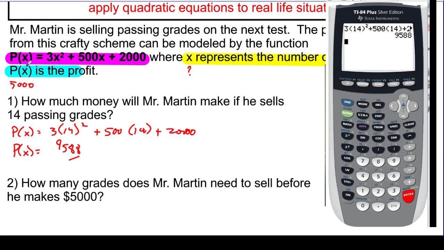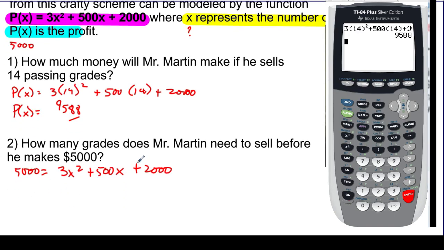So I'm going to do the same thing. I'm going to go to my equation, and now I know what P of x is. So I'm going to say this is 5,000 equals 3x squared plus 500x plus 2,000. Okay? And they're asking me to solve this. They're saying I want to know what is x when P of x is 5,000. So let's solve it. This is a good quadratic formula problem. You can use some other methods, but they'll probably be a little bit more challenging to solve.